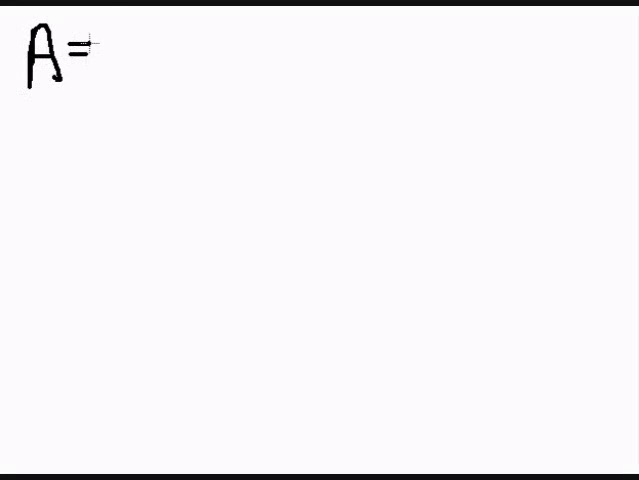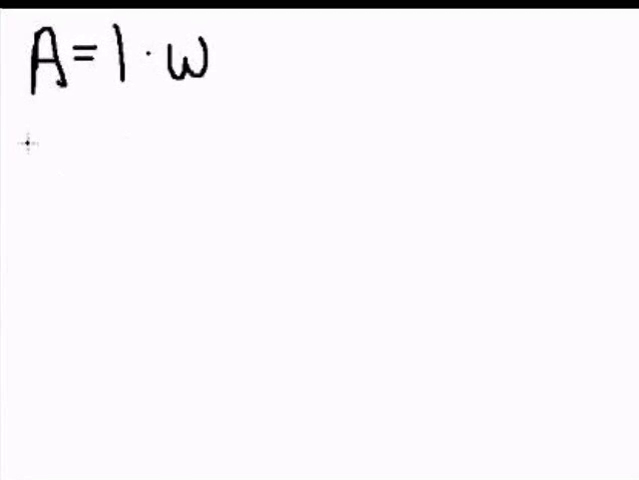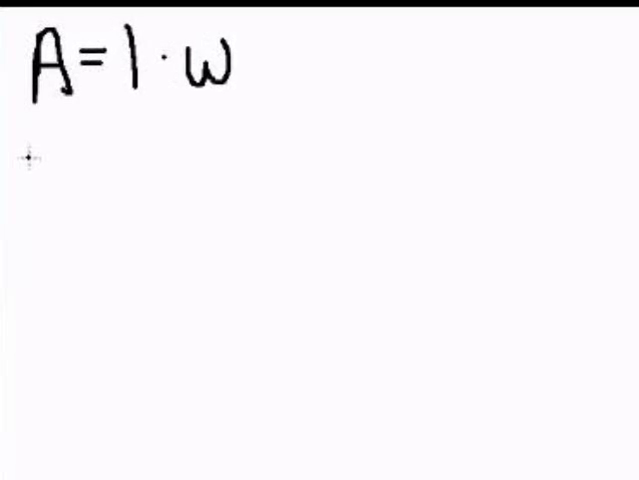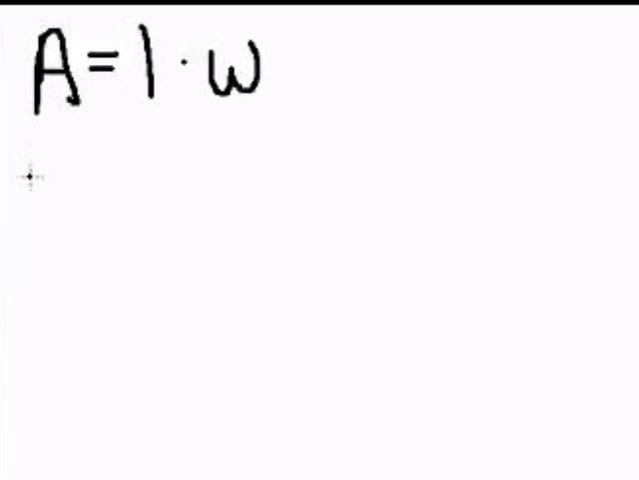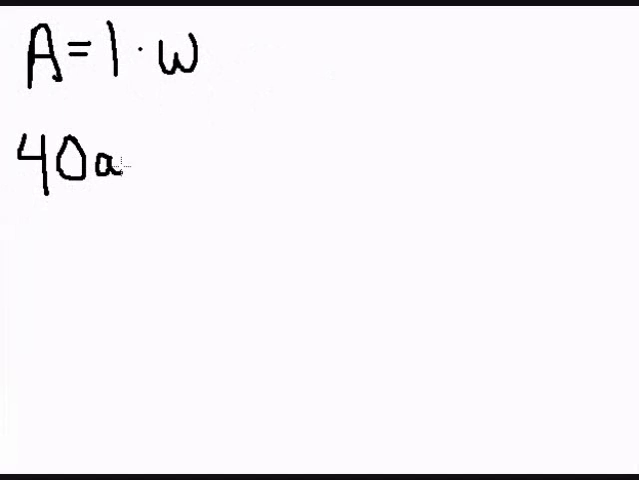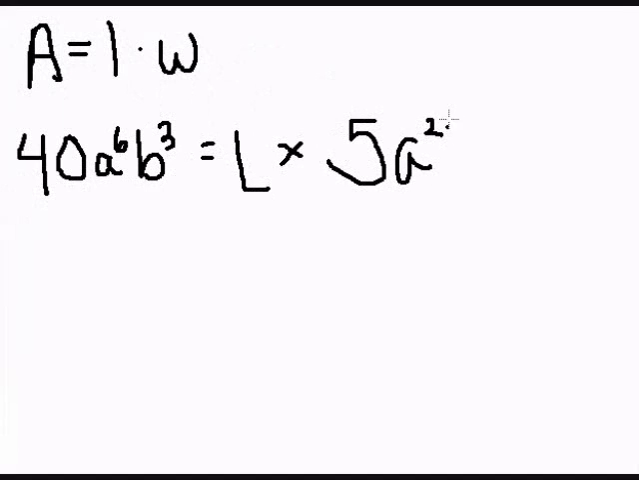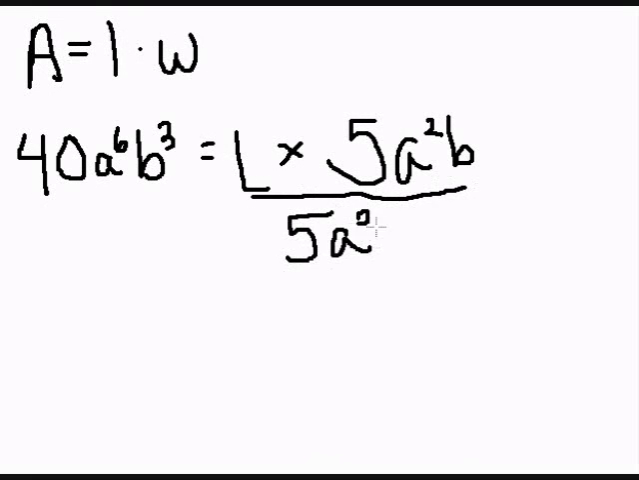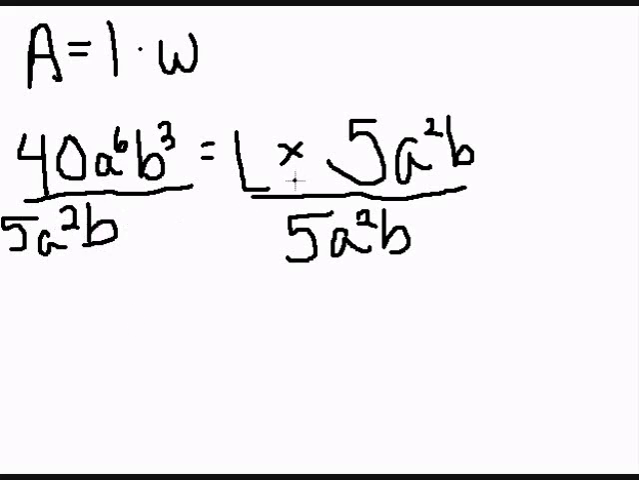Next we can put the things that we know into the equation. The variable, or letter used to represent a number whose value you don't know, is L in this equation. Next we can simplify this equation to get the correct answer. Since L and 5a squared b are connected by multiplication, we can separate them by using division. So we'll divide both sides by 5a squared b to find the value of L.